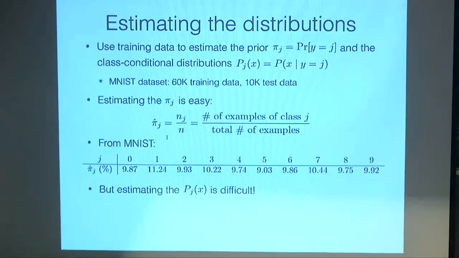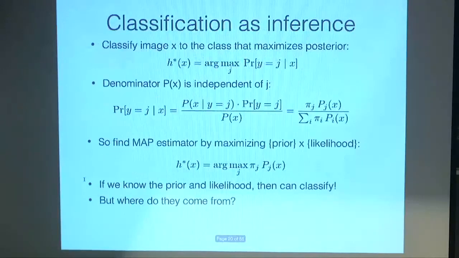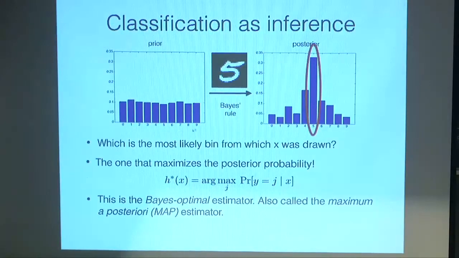And from the MNIST dataset, from the 60,000 examples, we see these distributions. We have 10 classes, and we see that they're all pretty much equally likely to appear. And this prior distribution is actually what you see in the previous slide. So this is the plot of your prior.